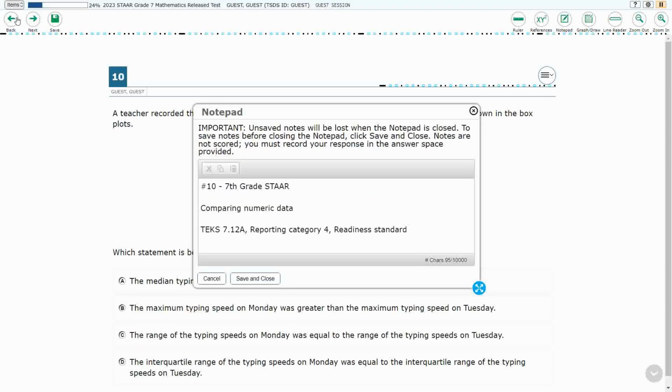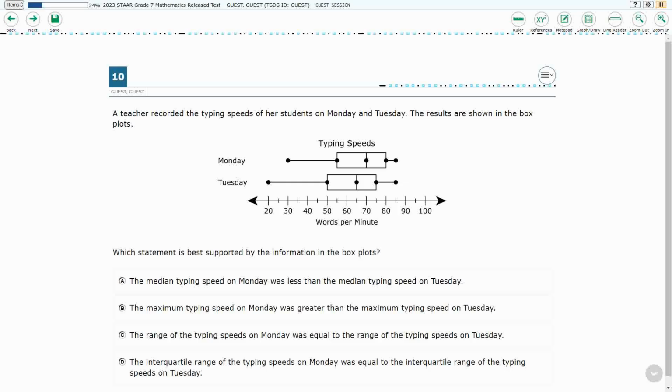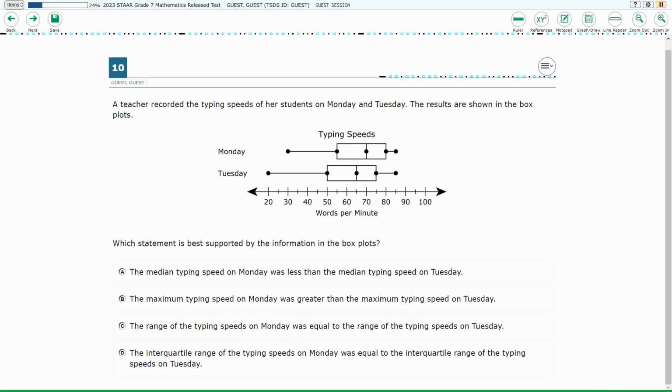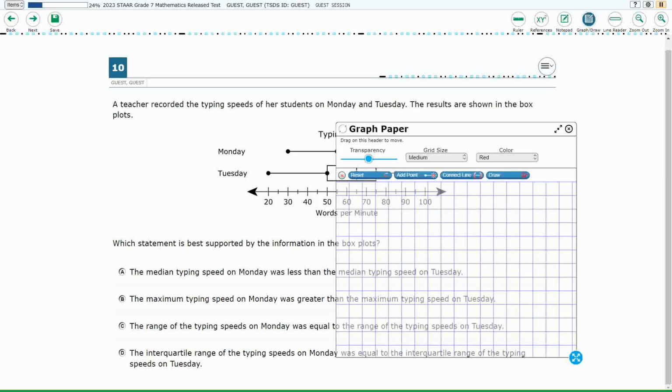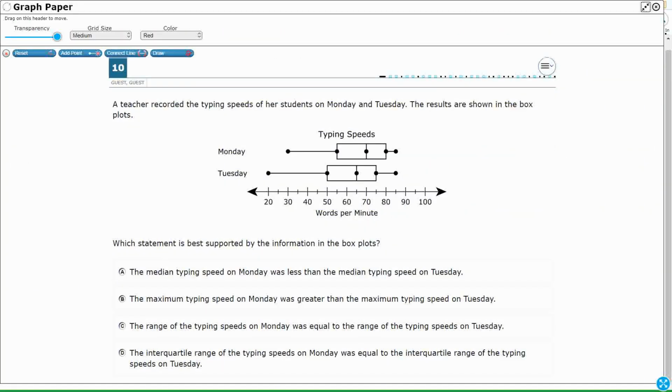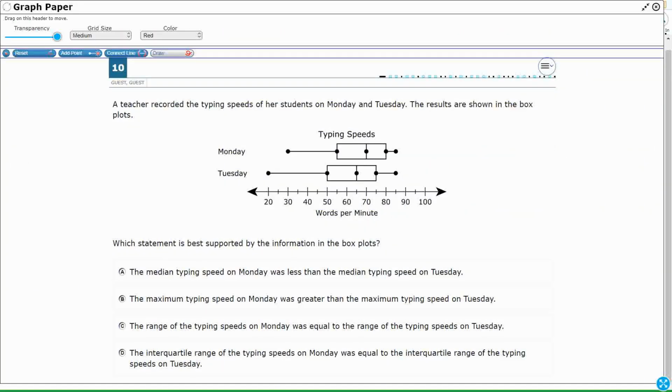For number 10, we are comparing numeric data. This is a reporting category 4 readiness standard, TEKS 7.12A. So we've got box plots, typing speed for students based on day, so Monday and Tuesday. And then we have 4 statements. One of them is going to be correct, 3 are going to be incorrect. So there's a lot of vocabulary here we've got to keep in mind.